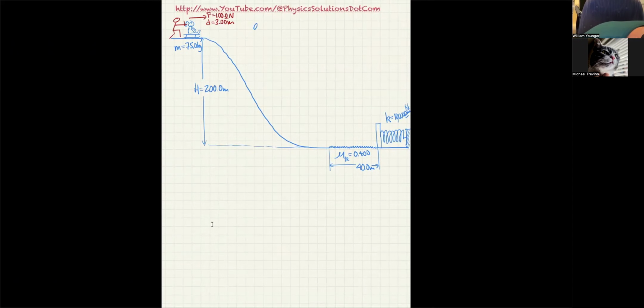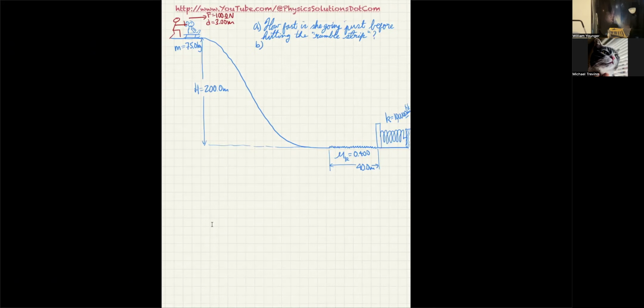So, part A, how fast is she going just before hitting the rumble strip? In other words, before hitting the frictionful area. Okay, so that's the first thing I want to know.